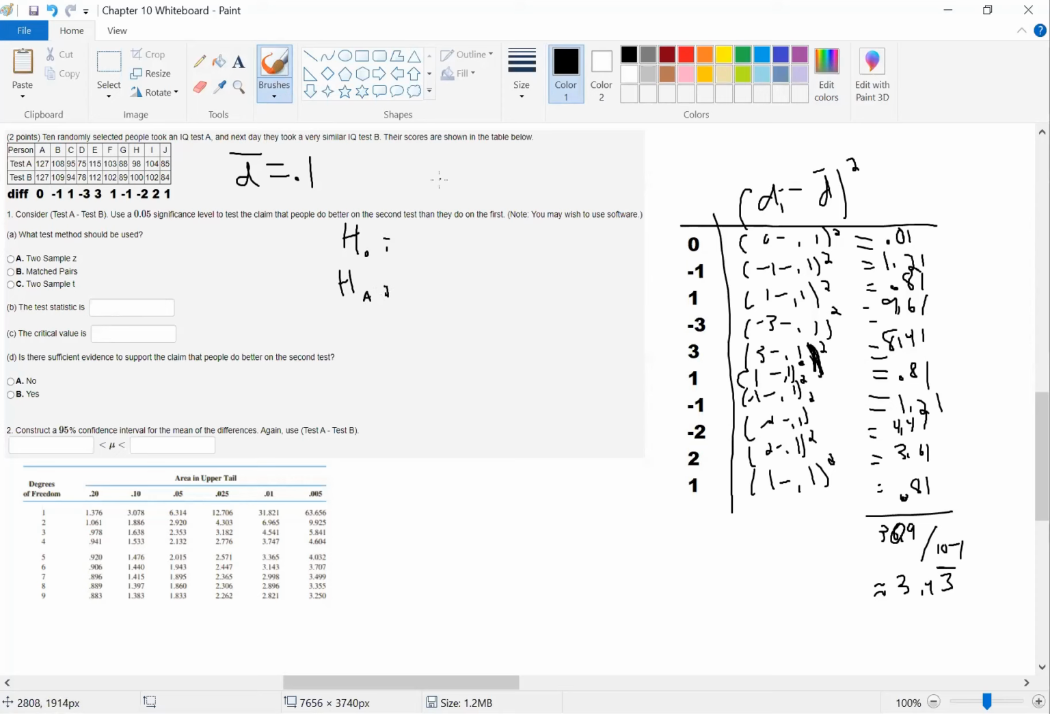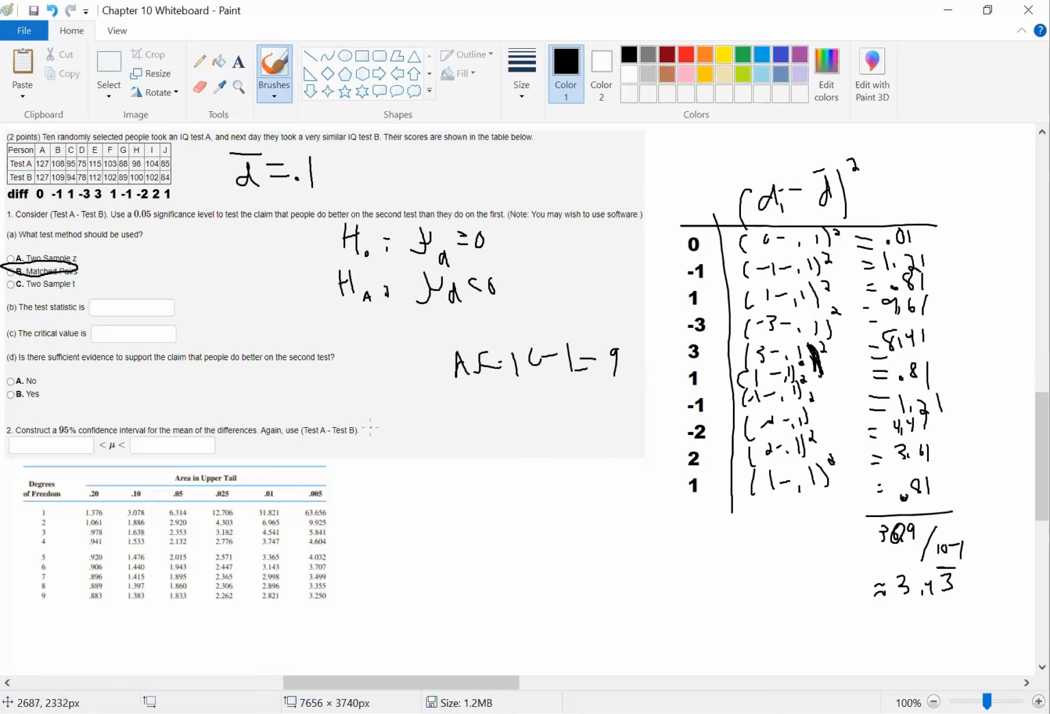So here we're trying to see if they do better on the second than on the first. That means the difference is negative. So like before, mu d is less than 0. Therefore, otherwise it's greater than or equal to 0. We already discussed this is matched pairs. Now we need our degrees of freedom. df is equal to 10 minus 1, so 9.